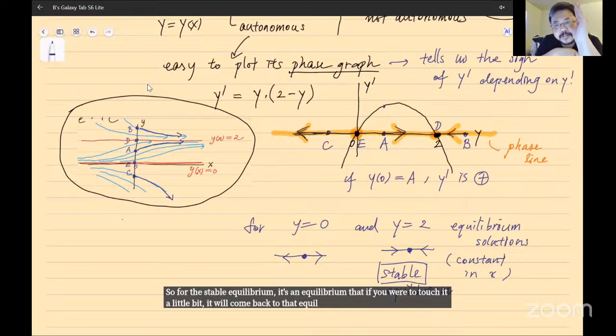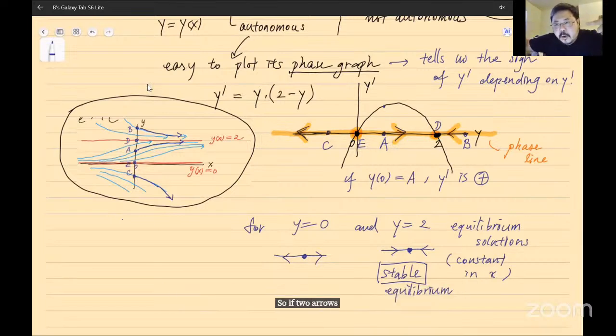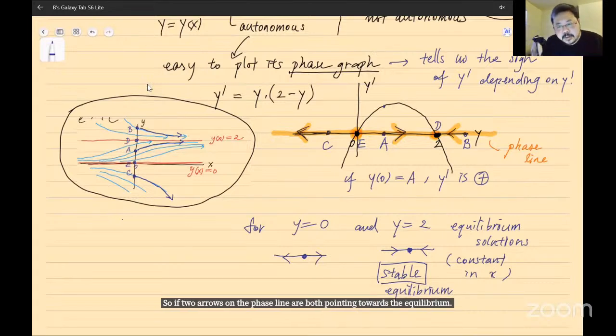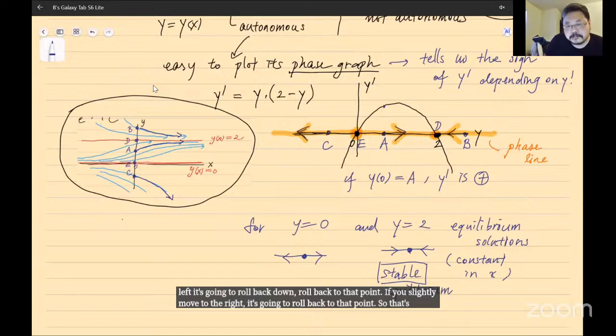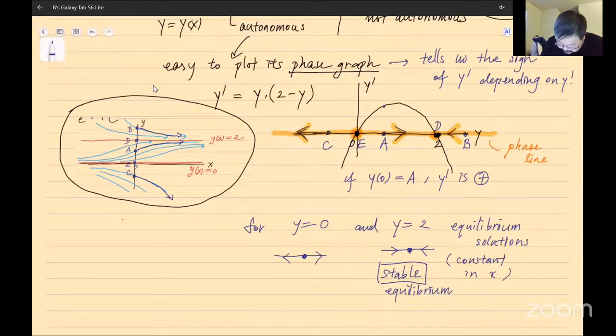Does that make sense? So if two arrows on the phase line are both pointing towards the equilibrium, then that is a stable equilibrium, because if you were to slightly move to the left, it's going to roll back to that point. If you slightly move to the right, it's going to roll back to that point. So that's called a stable equilibrium. Anything else is unstable.